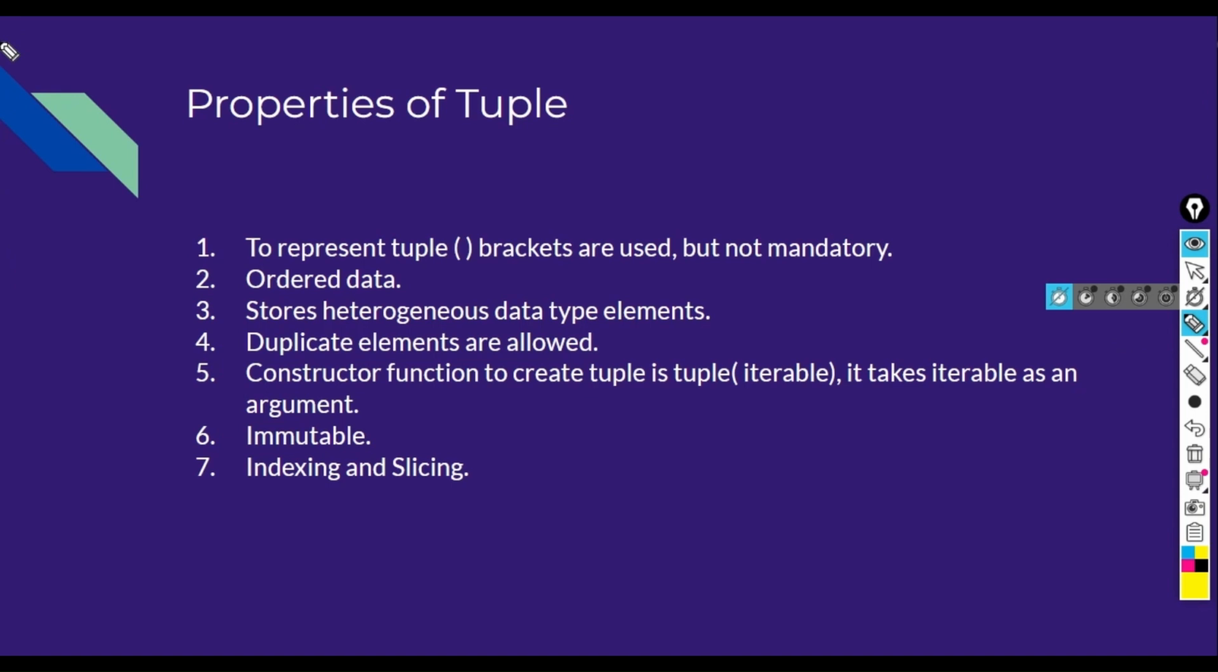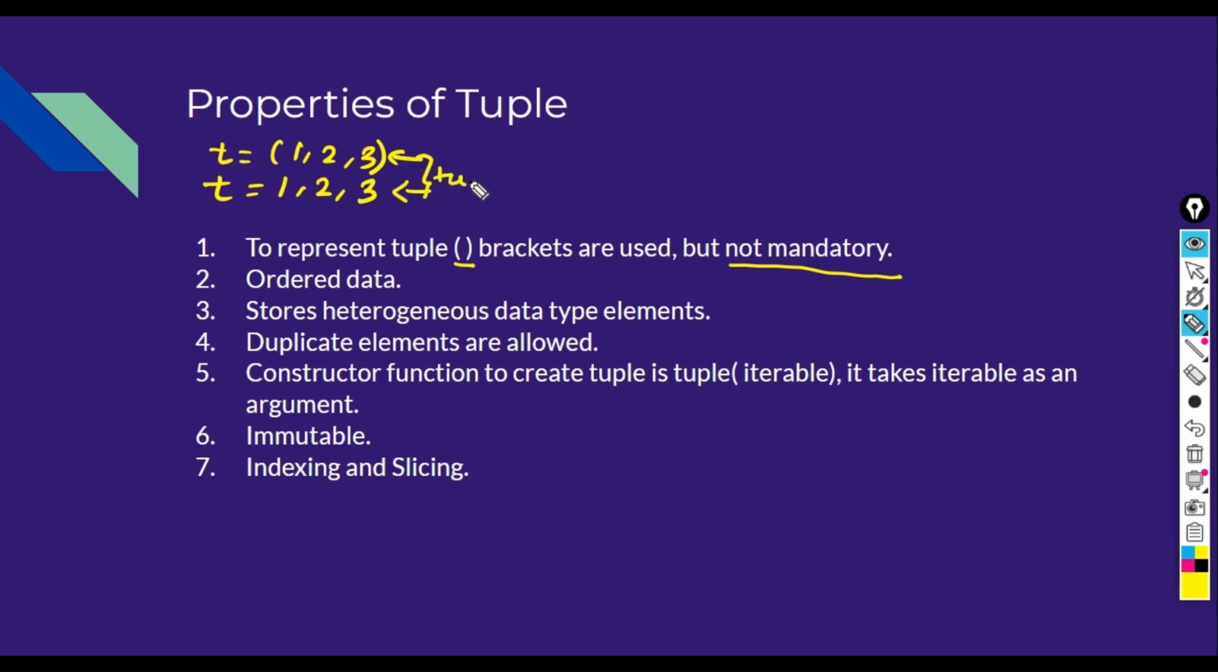Now we are going to see properties of tuple. To represent a tuple, we have to use these round brackets, but these brackets are not mandatory. For example, I have defined one tuple t is equal to (1, 2, 3). So I have used these round brackets, means this is one tuple. If you write it like this, 1, 2 and 3, this is also one tuple, means both are tuples, means these round brackets are not mandatory.